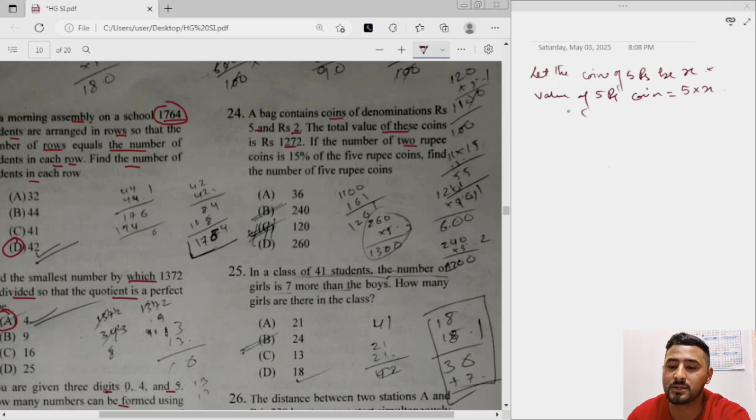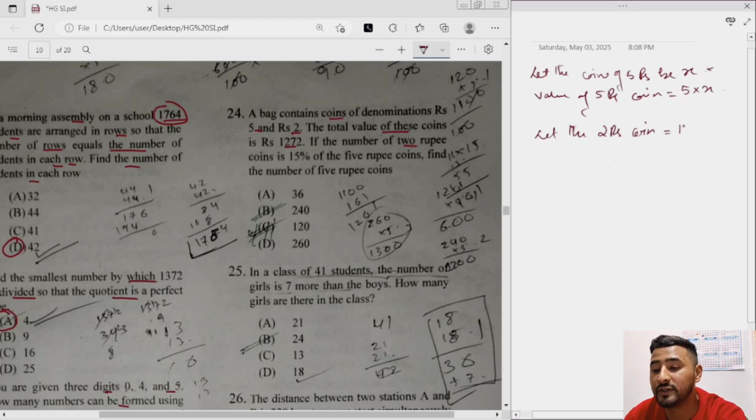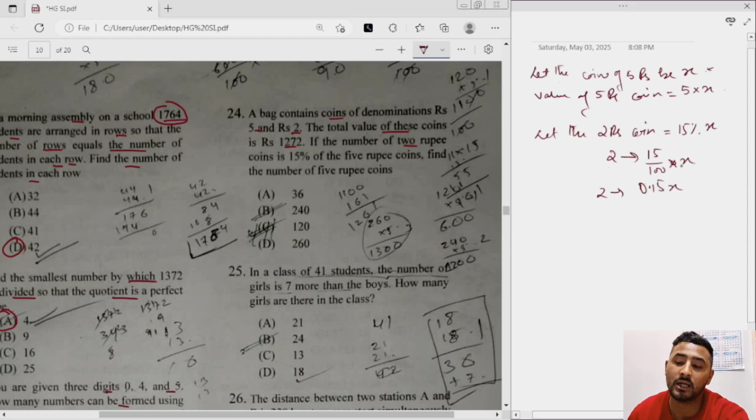Now for the number of 2 rupee coins, what is it saying? The number of 2 rupee coins is 15% of the number of 5 rupee coins. We have 5 rupee coins as x, so 15% of this x. So you can write 15% of x as 15 by 100 of x. Of means into x, so if you divide 15 by 100 you'll get 0.15 of x. Clear? I hope this is clear.